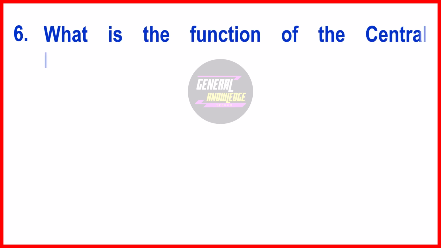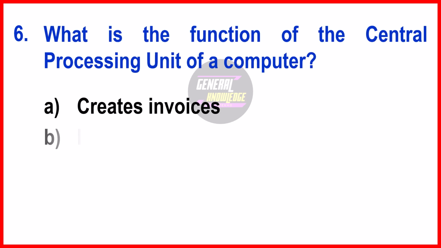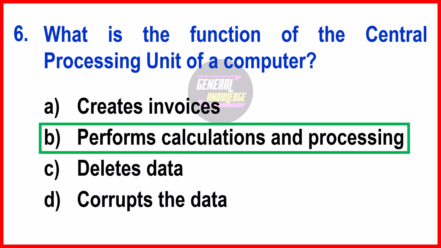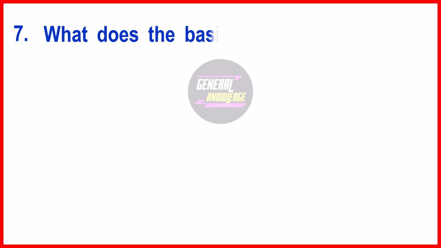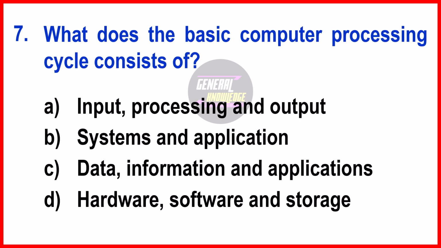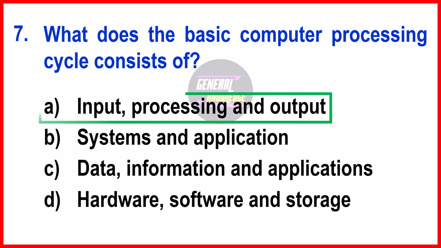What is the function of the central processing unit of a computer? The right answer is option B, performs calculations and processing. What does the basic computer processing cycle consist of? The right answer is option A, input, processing and output.